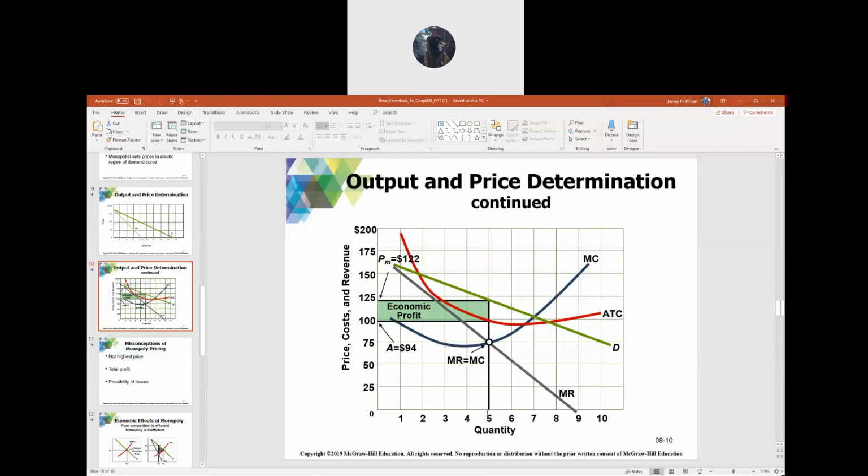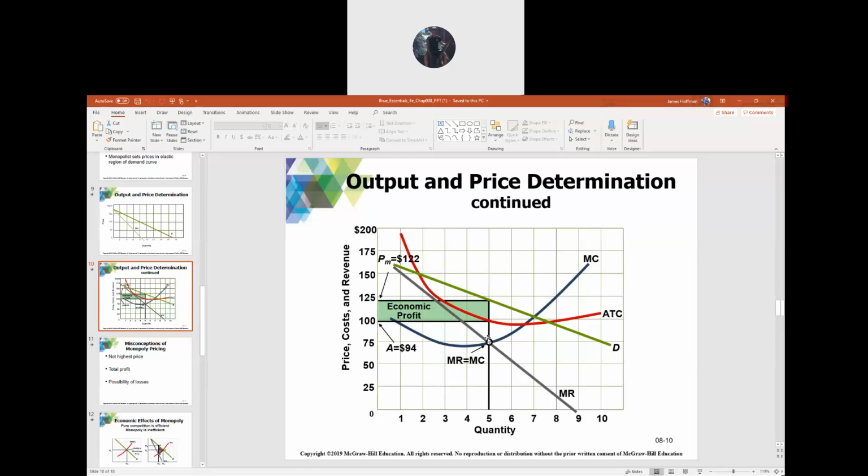Okay, now the difference is we get to choose our price as a monopolist. What they're going to do is find their best quantity, which is 5, and then go to the demand curve at 5 and charge the price that the market would pay at a Q of 5.